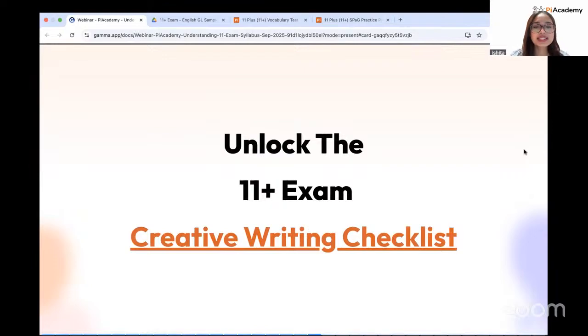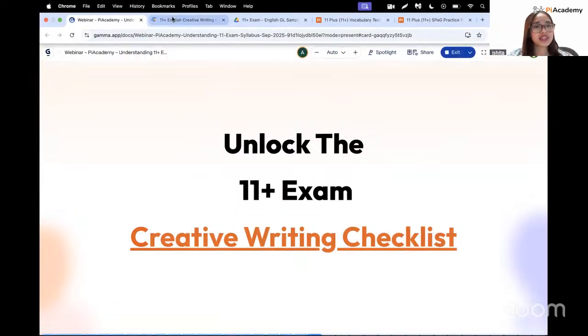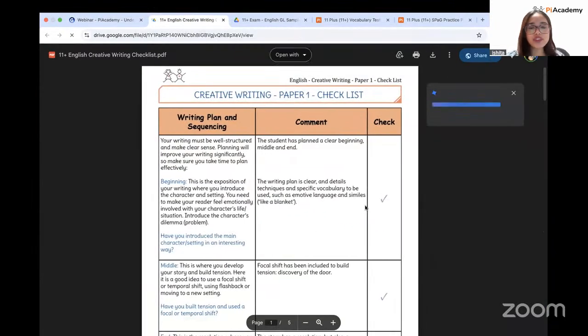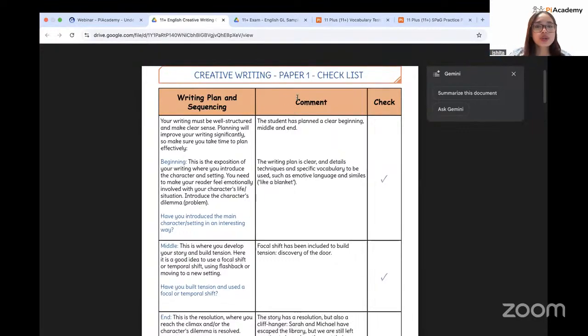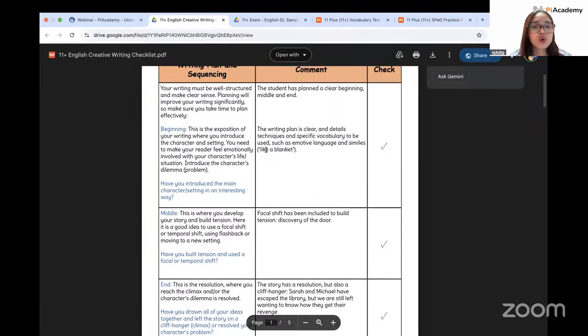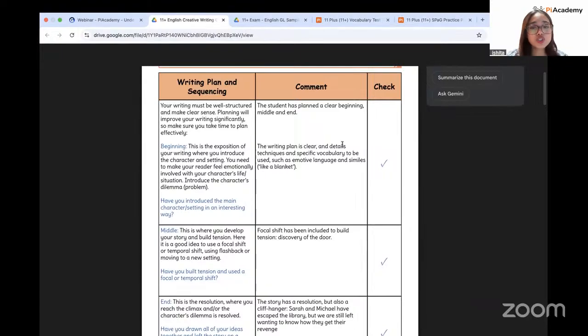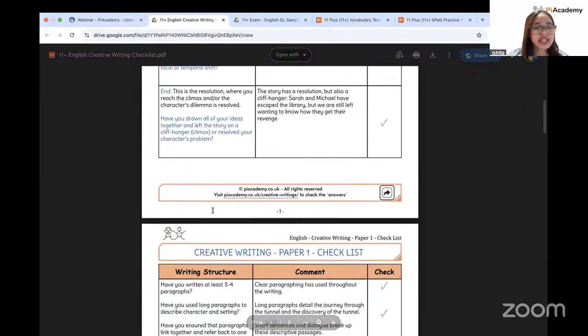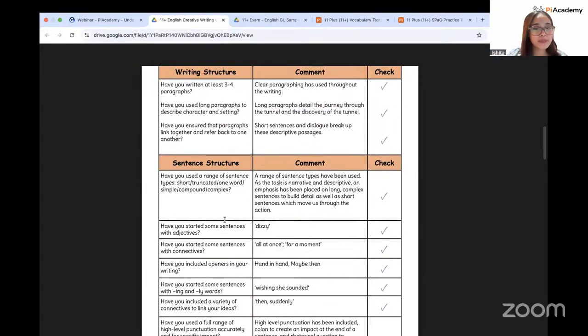Now, we've also created an 11 plus exam creative writing checklist to help you with this. This is a really useful tool, and the reason I say this is because we've helped you with planning and sequencing the creative writing styles. So as you can see, this is a full-fledged checklist. You can all get access to this. We've given an example of what you can put in the beginning, and you can use this at home as well to go through your child's writing. So we have beginning, middle, as well as the end. This is a really comprehensive checklist. This is actually used by 11 plus experts and examiners as well.